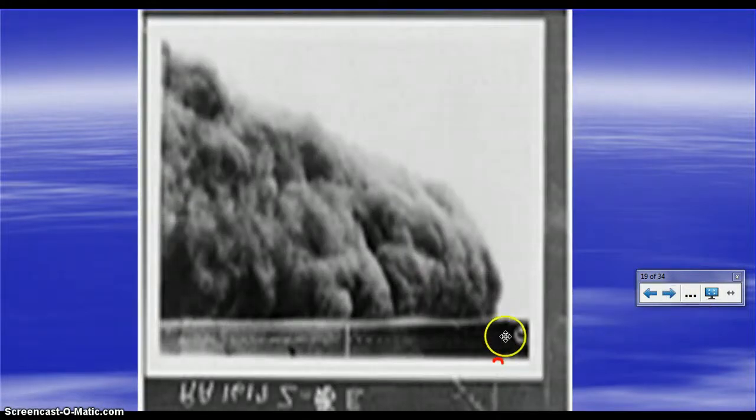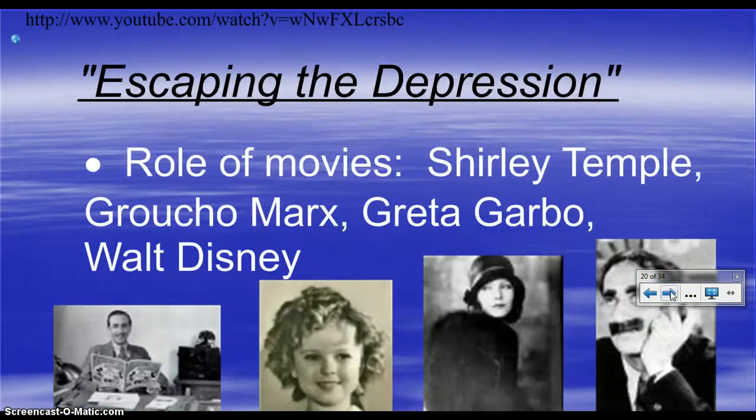So this is kind of hard to see, but right here is a house. And this is the dust storm about to hit the house. So this is what we're talking about. It's taking a bad situation and making it even worse.